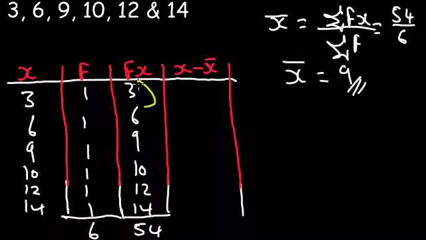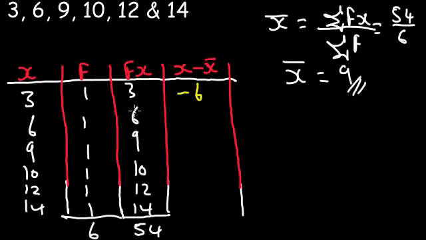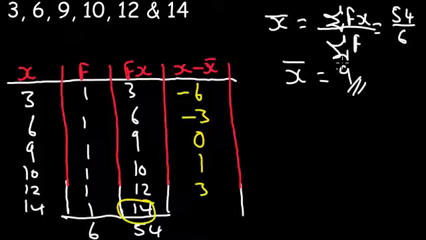3 minus 9 gives us negative 6. So we have minus 6. 6 minus 9 gives us negative 3. Minus 3. 9 minus 9 gives us 0. 10 minus 9 gives us 1. 12 minus 9 gives us 3. And 14 minus 9 gives us 5.